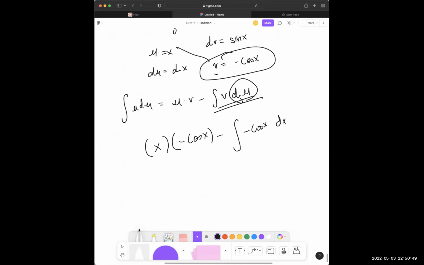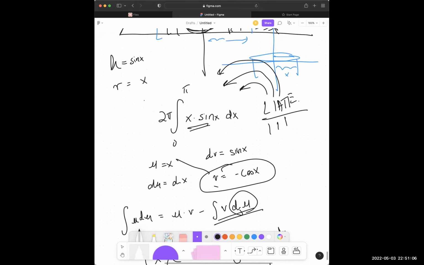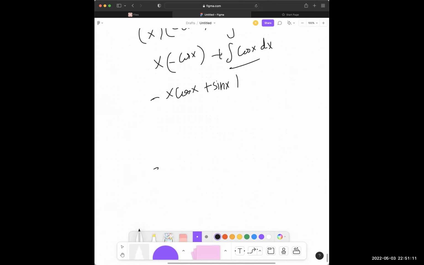And so we know that this is x times negative cosine of x plus the integral of cosine of x dx. And the integral of cosine of x is sine of x, which means this is negative x cosine of x plus sine of x. And then we're evaluating this from 0 to pi and then multiplying it by 2. So by now it's negative x cosine x plus sine of x from 0 to pi. And then whatever we get from here, we multiply that by 2.